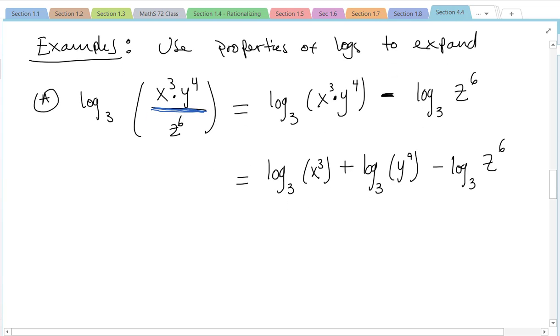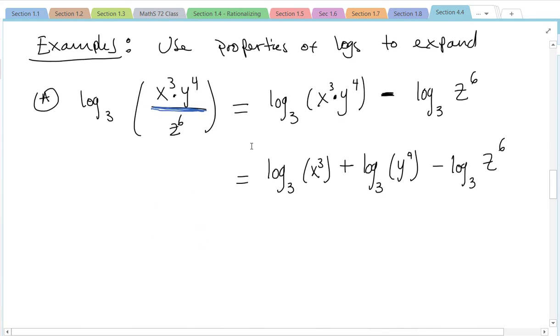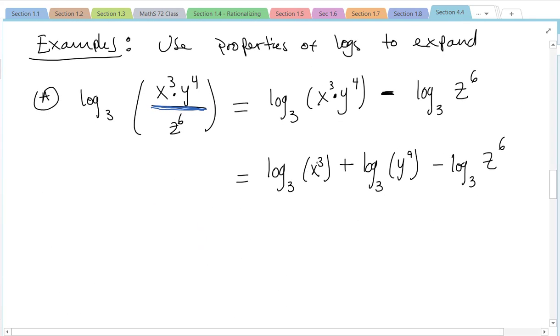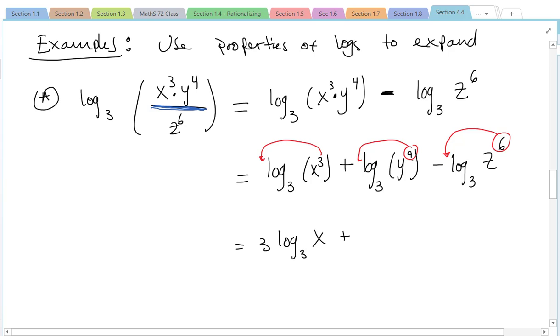And now I can use the last property of logarithms that says if I have log base a of something to an exponent, I can bring the exponent to the front and multiply by the logarithm. So that's what we're going to do with all these exponents. We're going to take the exponents and multiply them to the front of that particular logarithm. So this is going to become 3 times the log base 3 of x plus 4 times the log base 3 of y. That was a 4, right? It looks like a 9, but it is a 4. Yes. Minus 6 log base 3 of z.